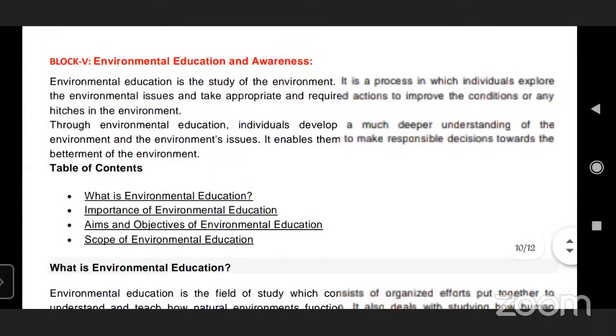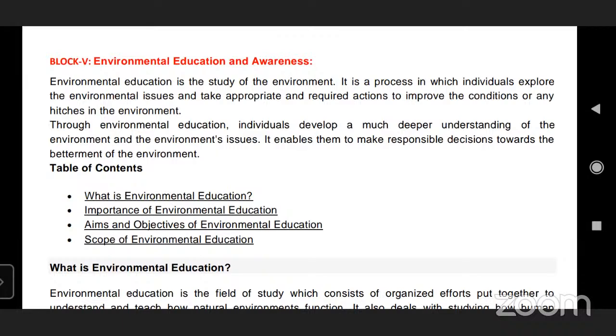So here there are several factors which influence in all these ways. Environmental education is a study of the environment. So what is environmental education? It is a study of the environment, to learn about the environment. It is a process in which individuals explore environmental issues and take appropriate and required actions to improve the conditions or any hitches in the environment.